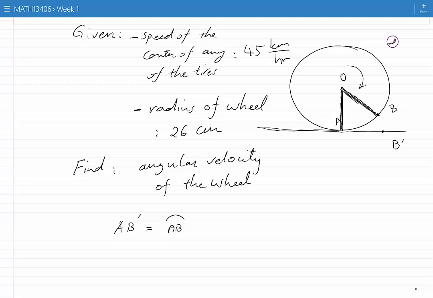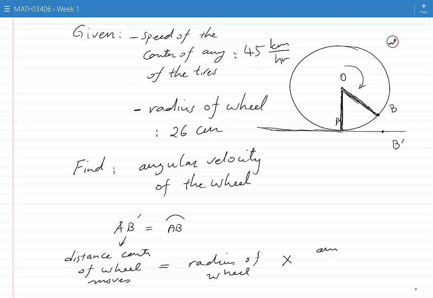Now AB prime would be the distance that the center of the wheel moves during this interval of time that we have considered. This is equal to the arc AB, which is equal to the radius of the wheel times the angle the wheel rotates, which I'm showing on the sketch by theta.